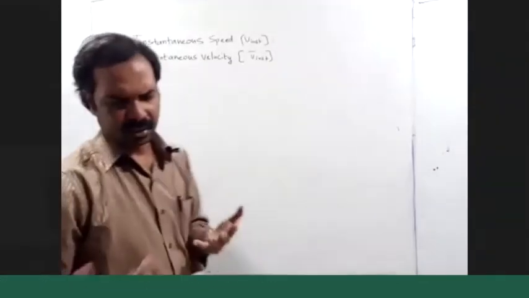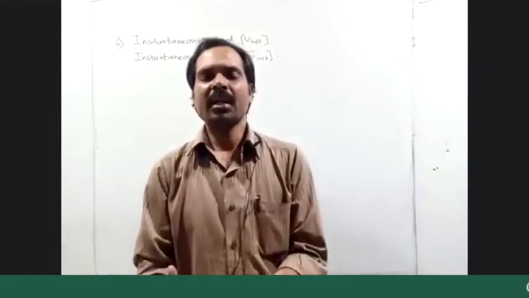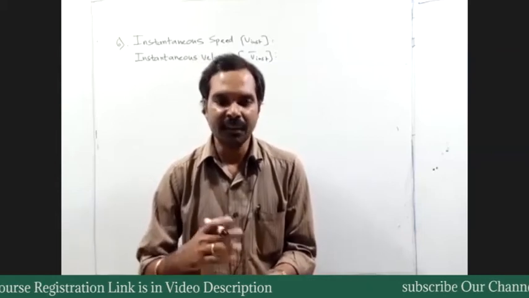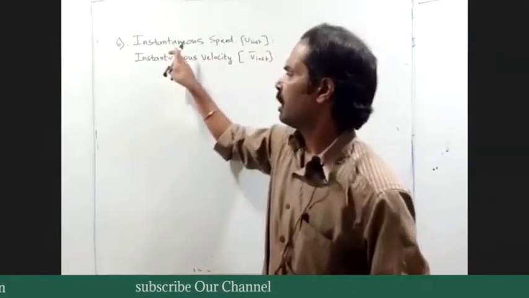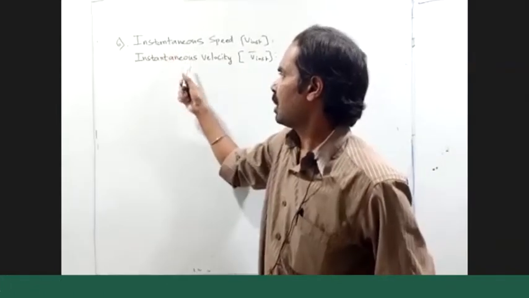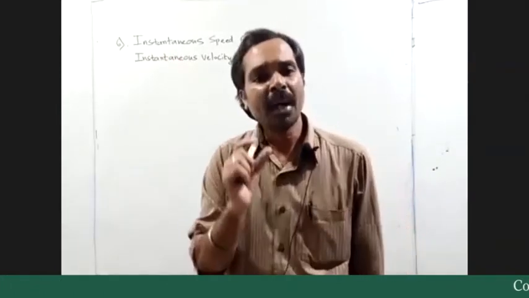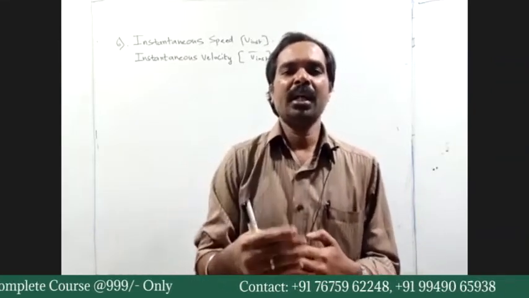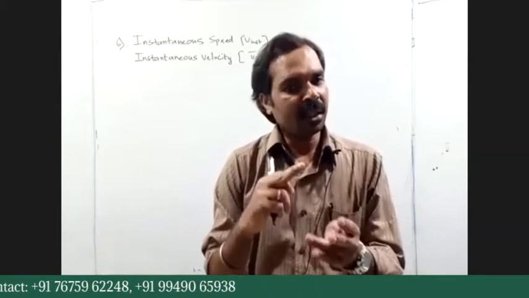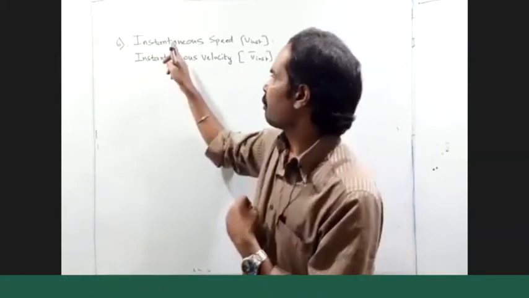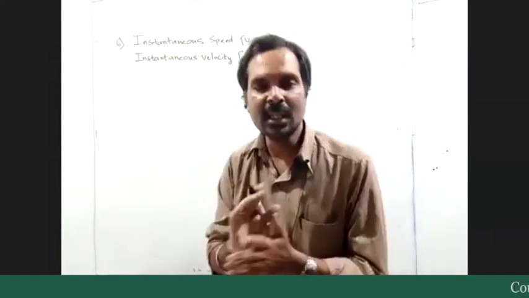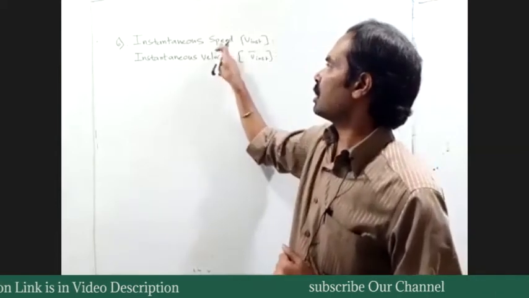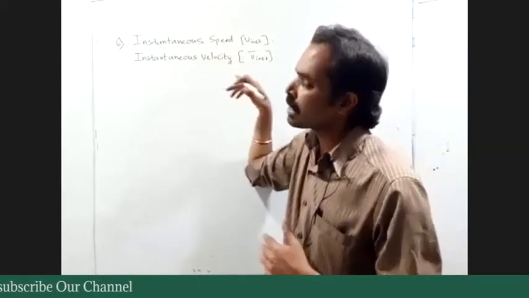So as we defined the average speed and average velocity, in the same way we can define the instantaneous speed and instantaneous velocity, but with one extra condition. As we defined the average speed and average velocity, in the same way we can define the instantaneous speed and instantaneous velocity. However, there is one extra condition.